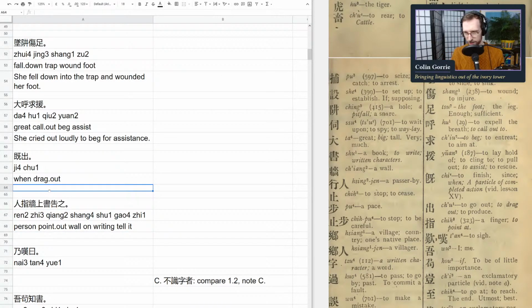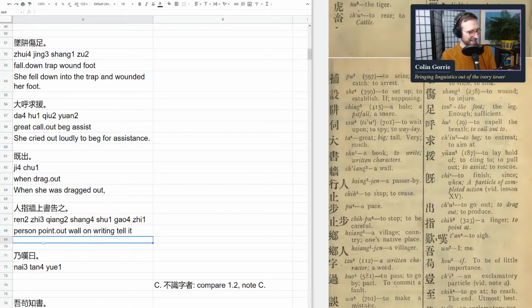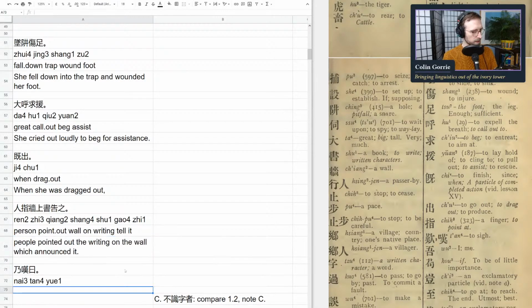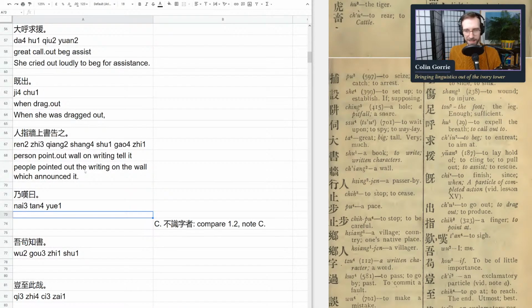Okay, so then we can probably translate this whole thing as when she was dragged out, pulled out, dragged out. We'll just go with it. Sounds unnecessarily harsh. The person, presumably who dragged her out, pointed out, or maybe you could say people, people pointed out the writing on the wall. This might be another one of those pivot constructions, which announced it. It being the danger, I guess.